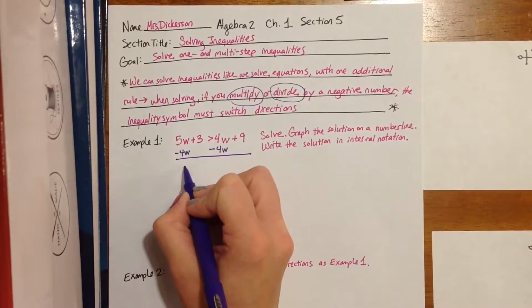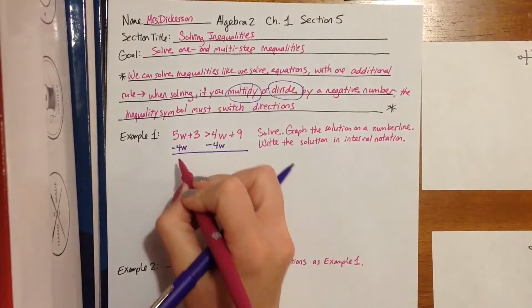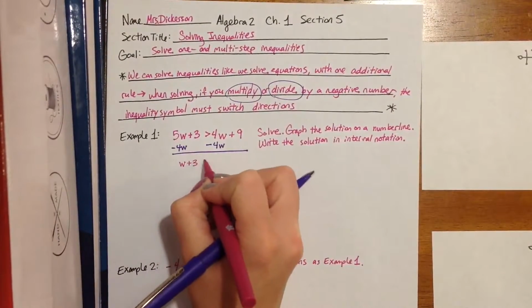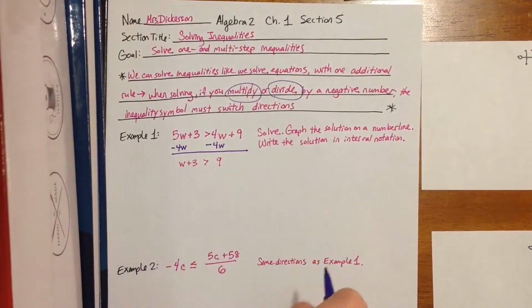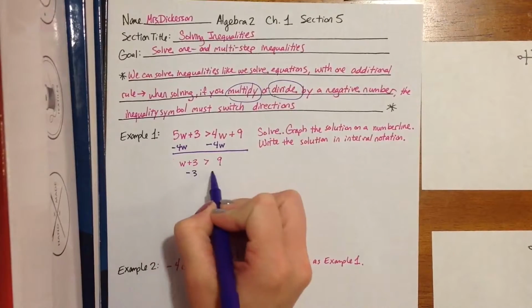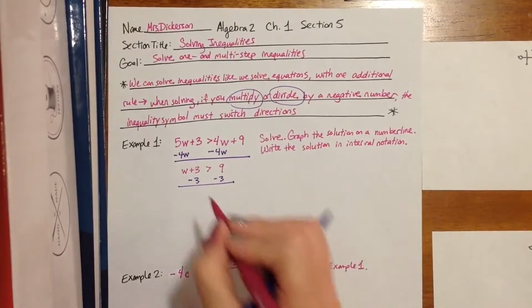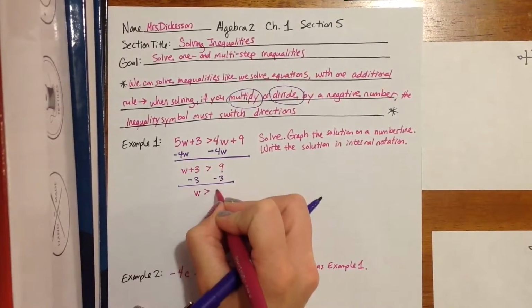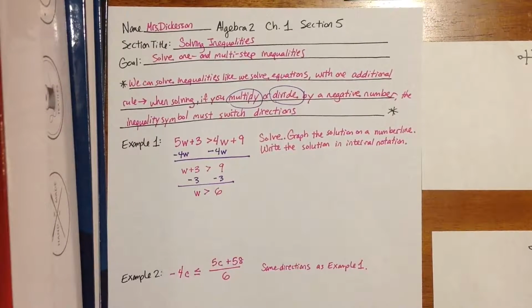So we have a single W over here, plus 3, is greater than 9. And then my W's all by itself, pretty much isolated, but I need to get rid of that 3. Final answer, W is greater than 6. W is greater than 6. That's how we read that.